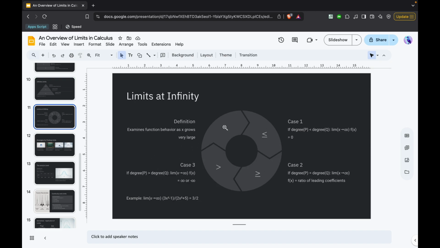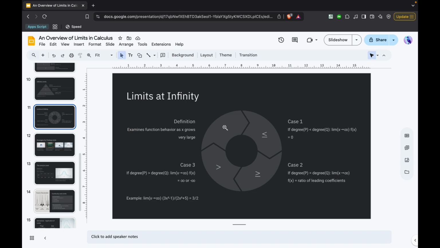Now, limits at infinity: first the definition is that we're examining functions as x grows very large, which is also kind of a form of infinite limits, but the difference is that for infinite limits the x value can be anything as long as y goes to infinity, but limits at infinity are just as x grows very large, and they don't always have to approach infinity for the y value.